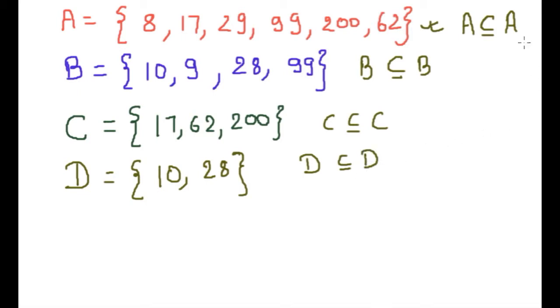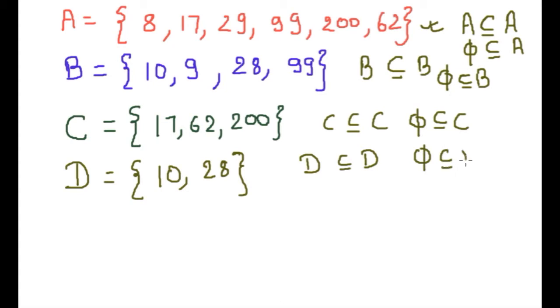One more thing, in all cases the null set. Here also the null set is a subset of every set, because nothing is everywhere. So the null set, the empty set, is a subset of every set. Null set is a subset of C, null set is a subset of D.